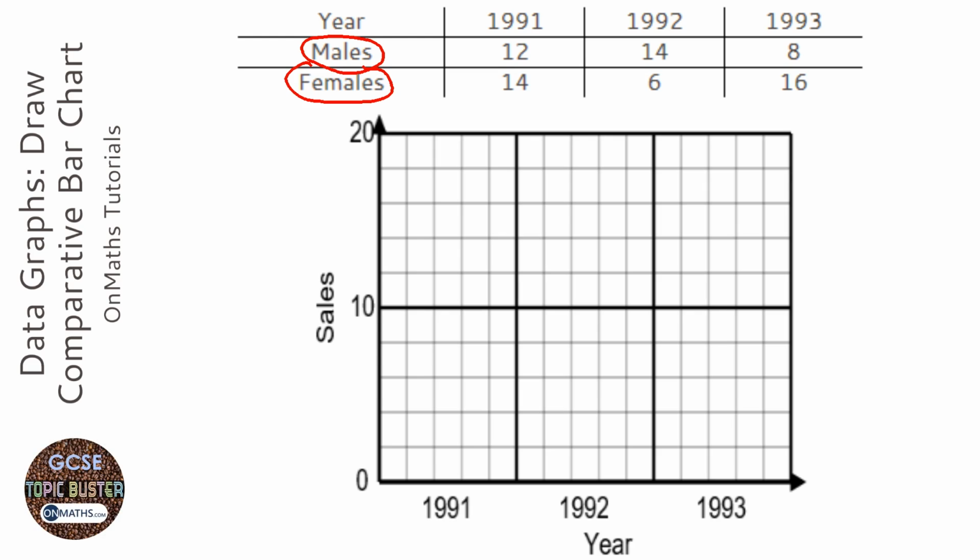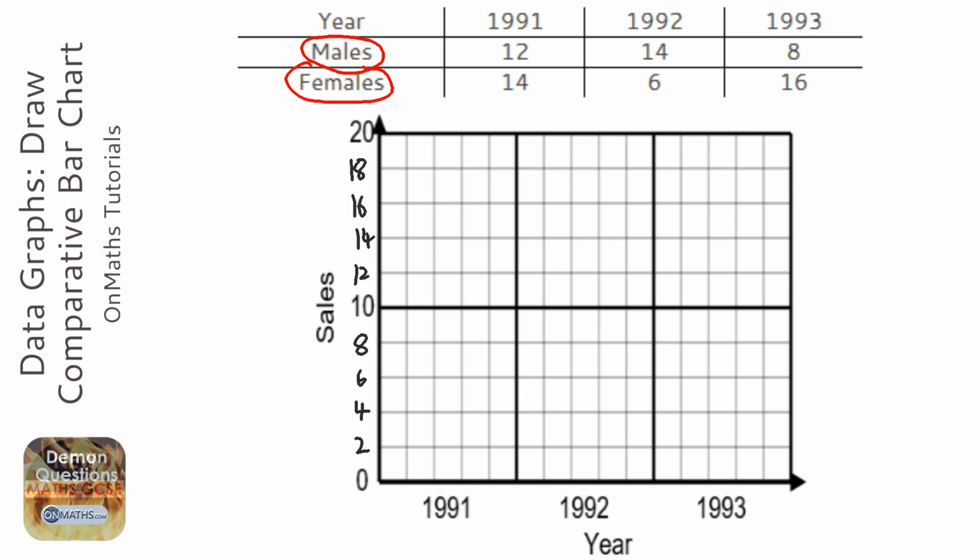Okay, let's have a look at what the scale is going to be. So is it going up in 1? So 1, 2, 3, 4, 5. No, it's not. Let's check 2s. 2, 4, 6, 8, 10, 12, 14, 16 and 18 and 20. Brilliant. Okay, so we're going to put the males on first.